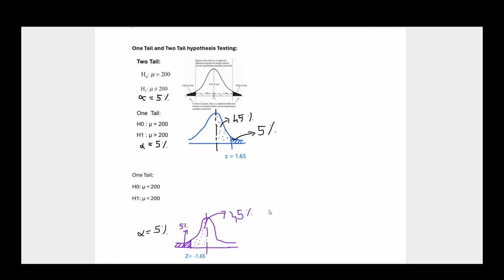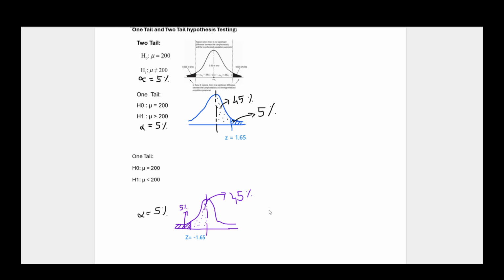In my next video, we are going to look at examples based on what we have just now seen.